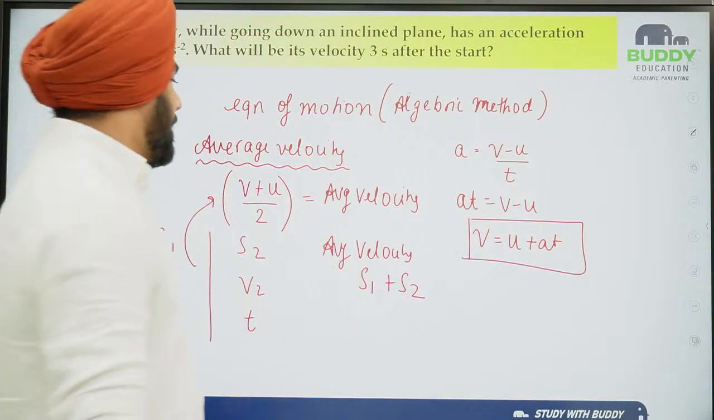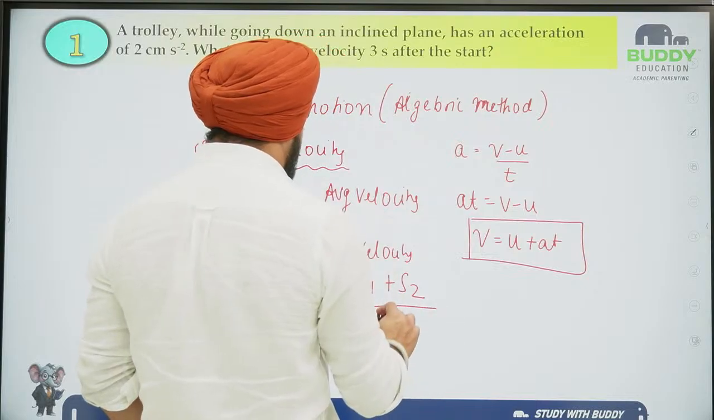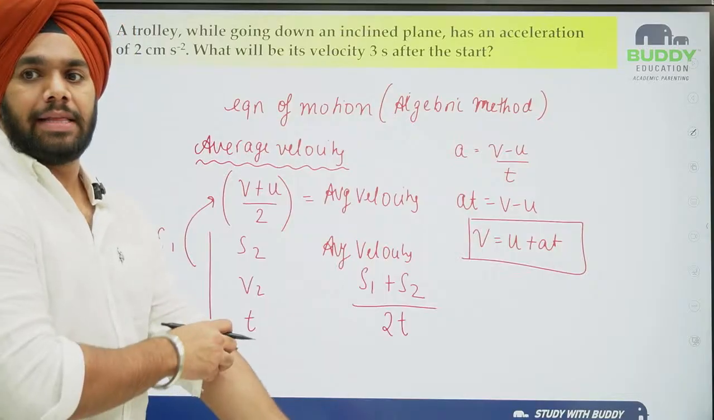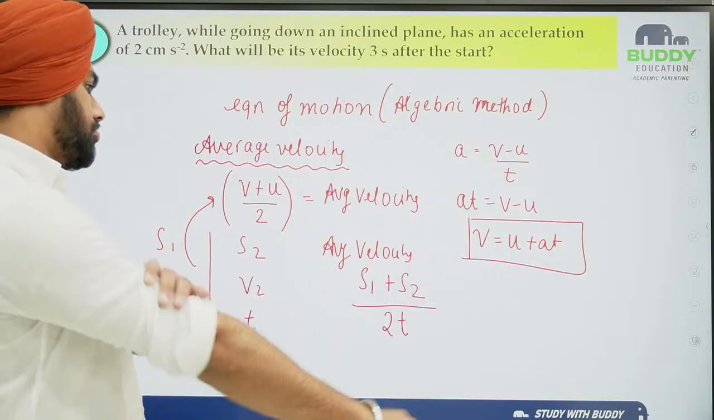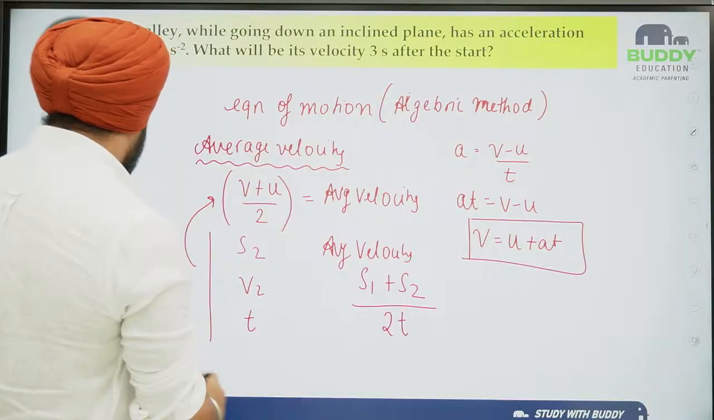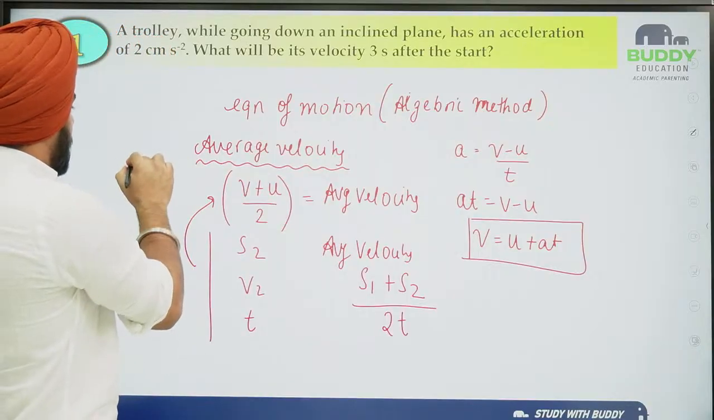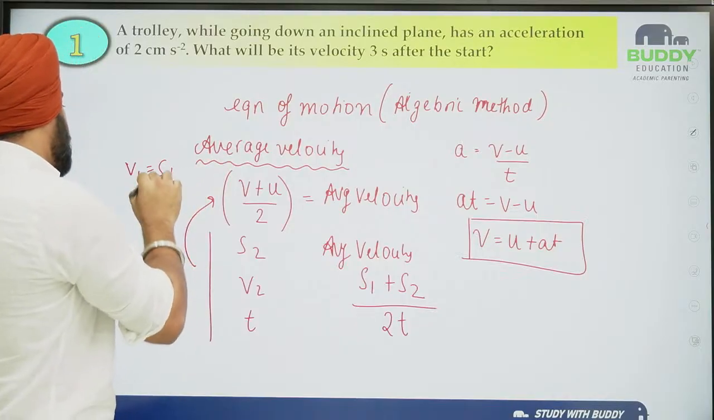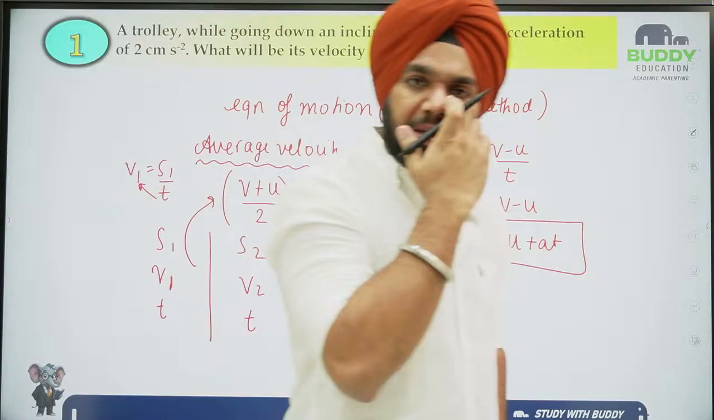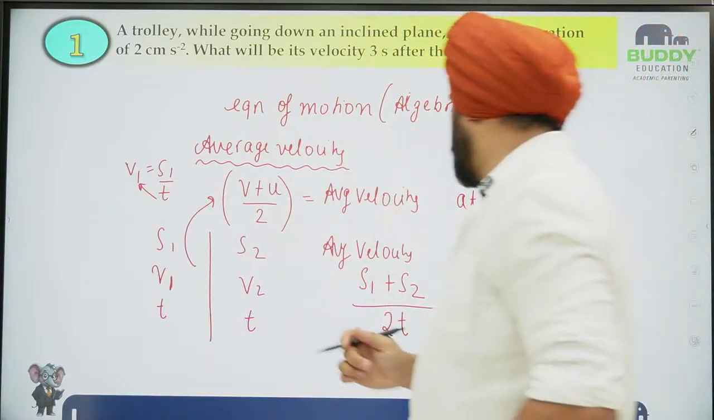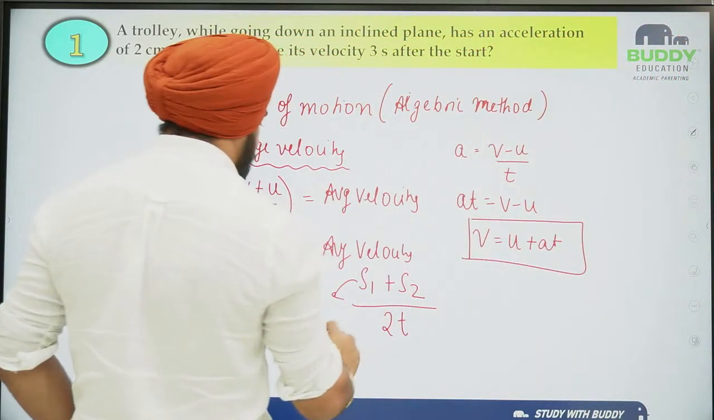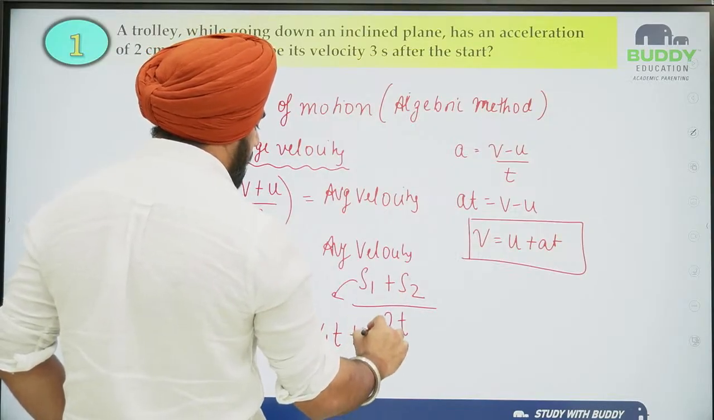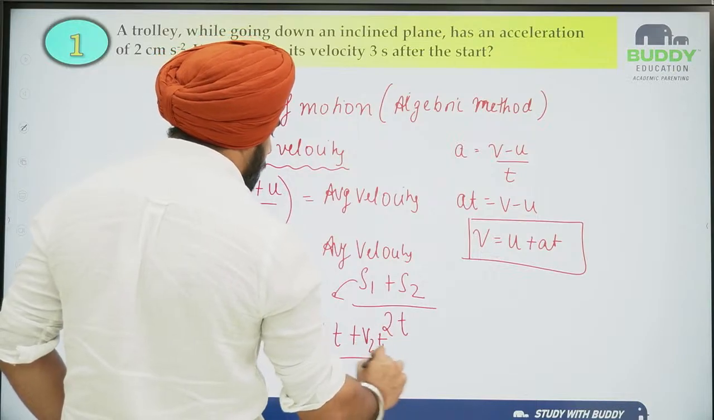Yes or no? And total time is 2t. Okay, t plus t, 2t. In the place of S1, can I write V1t? Just take a look. V1 is S1 by t. So in place of S1, I'll write V1t. Plus in the place of S2, similarly I'll write V2t upon 2t.